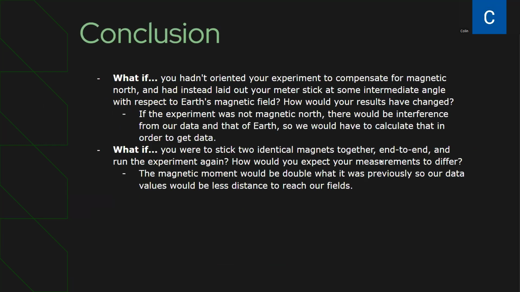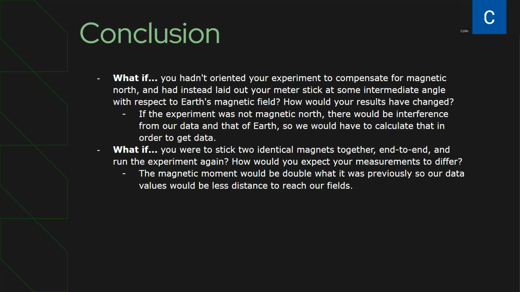What if you hadn't orientated your experiment to compensate for magnetic north and had instead laid out your meter stick at some intermediate angle with respect to Earth's magnetic field? How would your results have changed? If the experiment was not aligned with magnetic north, there would be interference between our data and that of Earth, so we would have to account for that in order to get our data.